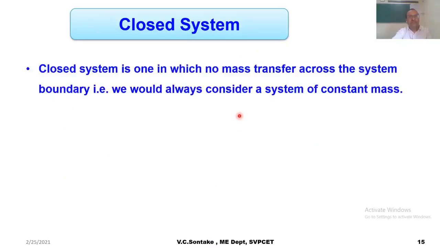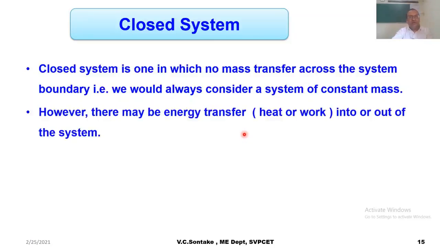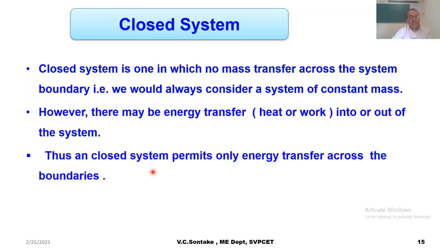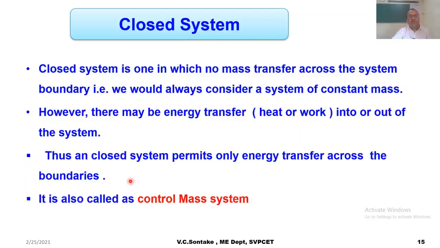Closed system. A closed system is one in which no mass transfer takes place across the system boundary. That is, the mass of the system will always remain constant. However, in case of a closed system, energy transfer in the form of heat or work can take place. Thus, a closed system permits only energy transfer across the boundaries. It does not allow mass transfer. It is also called a control mass system because the mass of the system is fixed, remains constant.